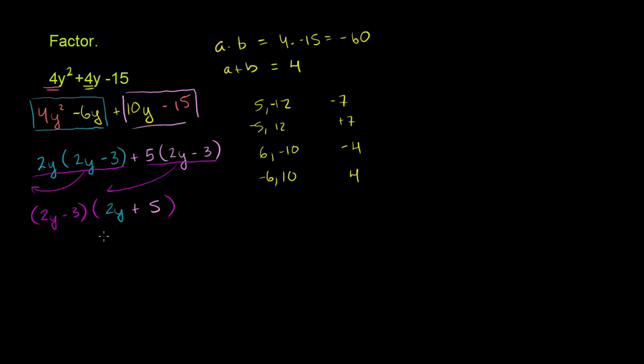But we're done. We factored it. We factored it into two binomial expressions. 4y squared plus 4y minus 15 is 2y minus 3 times 2y plus 5.